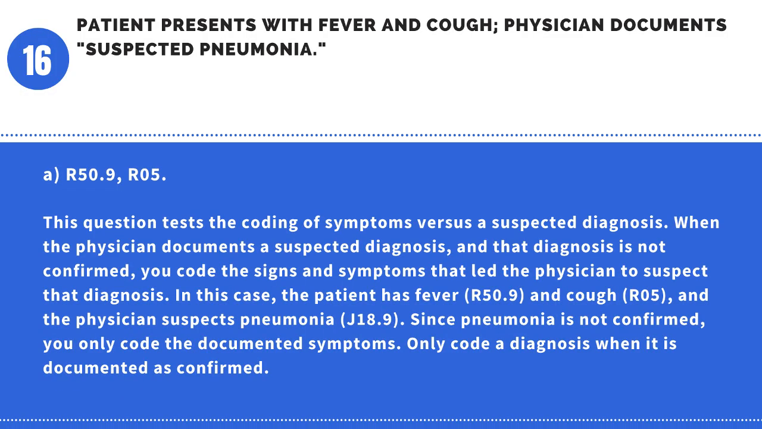Answer: A. R50.9, R05. This question tests the coding of symptoms versus a suspected diagnosis. When the physician documents a suspected diagnosis, and that diagnosis is not confirmed, you code the signs and symptoms that led the physician to suspect that diagnosis. In this case, the patient has fever, R50.9, and cough, R05, and the physician suspects pneumonia, J18.9. Since pneumonia is not confirmed, you only code the documented symptoms. Only code a diagnosis when it is documented as confirmed.